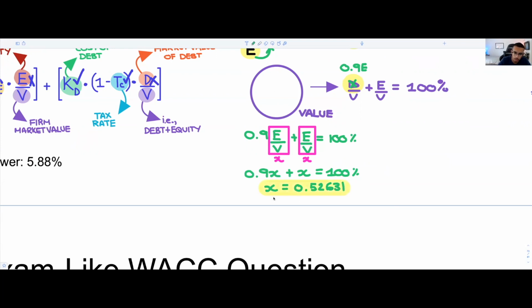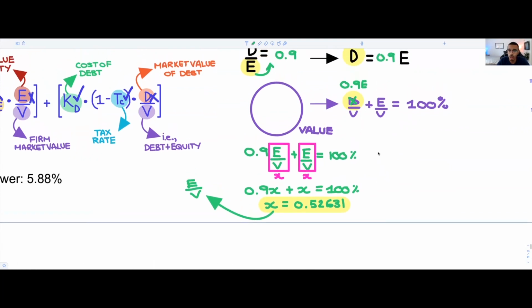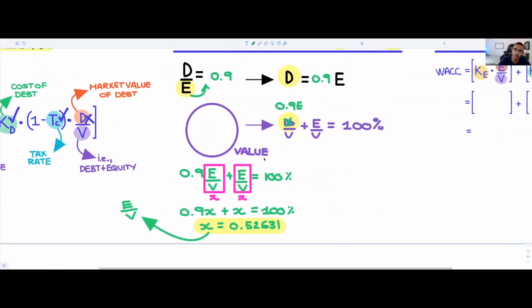So I could go ahead and write that over here. We could write this as being E over V, very important. So now that we have that, we could go back to our little framework here and say that E over V is equal to 52.631%. And if that's E over V, we could solve for D over V because the remaining piece of the pie is simply equal to 100% minus 52.631%. So I'm going to go ahead and do that.